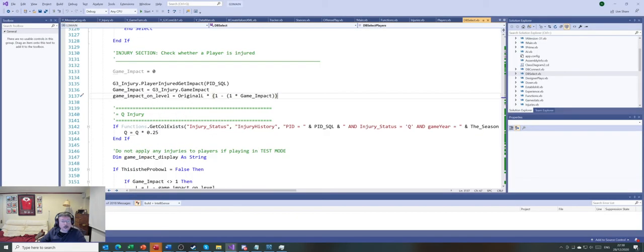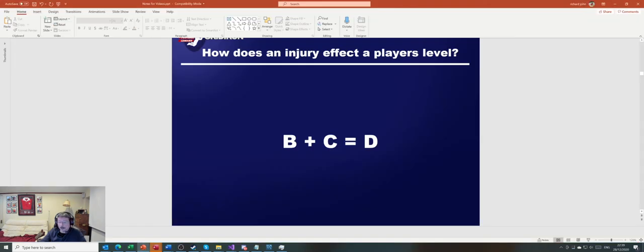Well, let me show you the code. This is the key line of the code. The game impact on the level is based on the percentage loss multiplied by the original level of the player. So this is the level of the player before any other modifier. So let's say the player goes into the game at level 10. He has a B injury, which is 10%. He will lose 10% of 10. He will not lose 10% of any modified level. So that's the way that injuries are lost in the game.